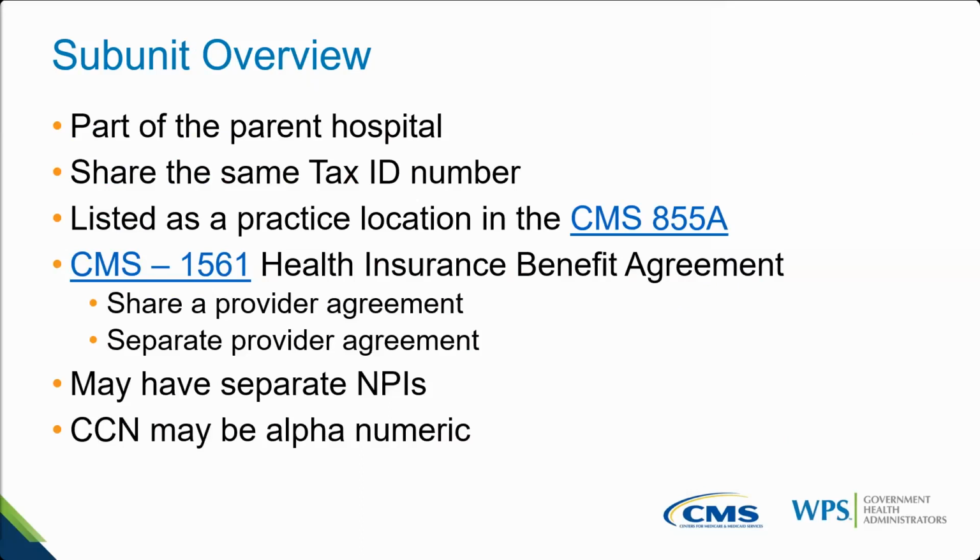Now, if they qualify as a subunit, they can be listed on the CMS 855A as a practice location. It is possible, or likely, that they are going to get their own CCN, but you don't need a separate application to enroll them because they are technically a subunit. And during the survey process, the state agencies and CMS will see that and be able to issue those. So it's not necessarily uncommon for one CMS 855A to result in multiple CCNs.